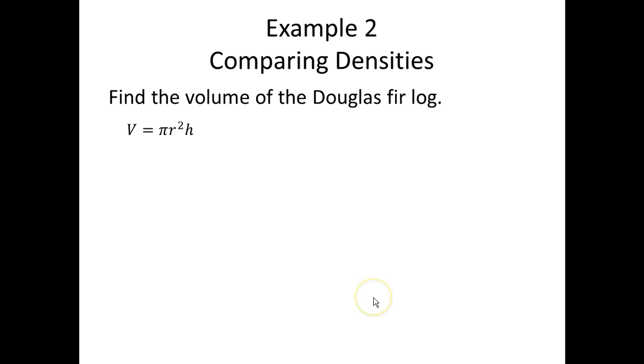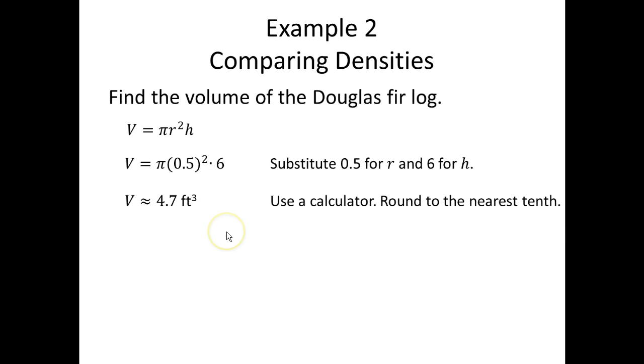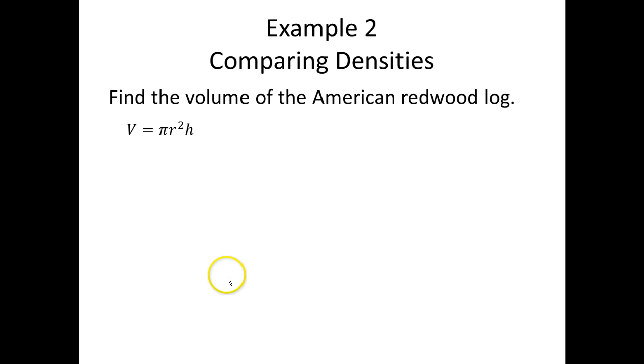Now the first thing I want to do is find the volume of the Douglas fir log. Since we're assuming that the Douglas fir tree is a cylinder, the volume of any cylinder is pi r squared times h, or the area of the base times the height. They tell us that the radius of this log is 0.5 units, and the height is 6 units. So in the end, we get that the volume of this log is 4.7 cubic feet, after we multiply this through. I do the exact same thing for the American redwood log.